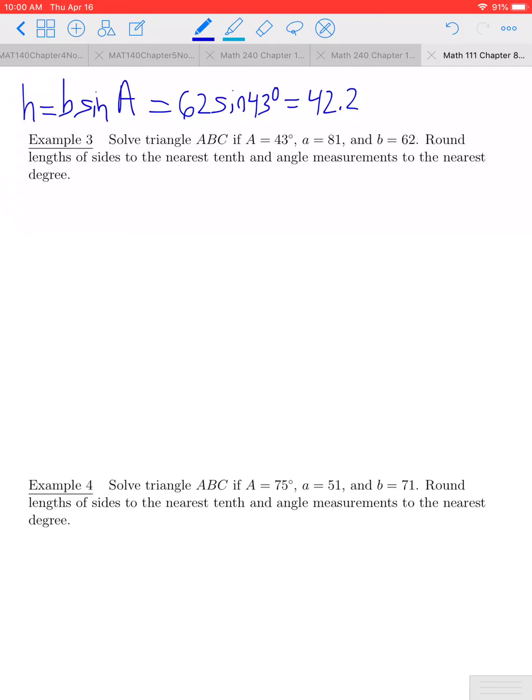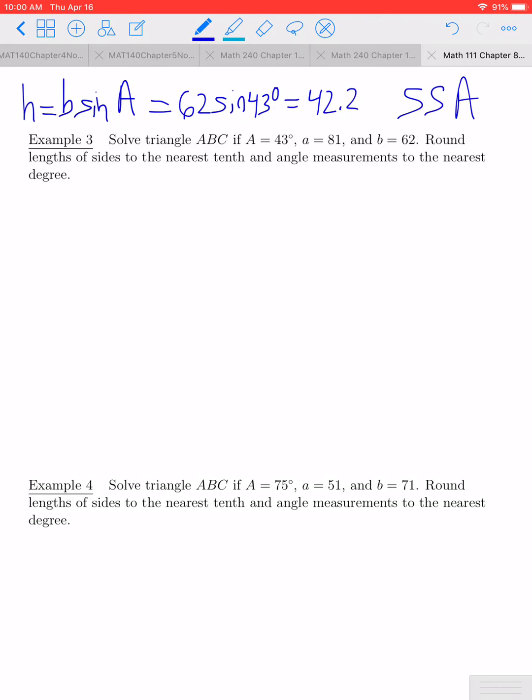For this question, if we take a look at the starting information, we have a case where we have side a, side b, and then angle A. So this would be specifically that SSA case, where we have two sides and the non-included angle. And this puts us in the ambiguous case for the law of sines.